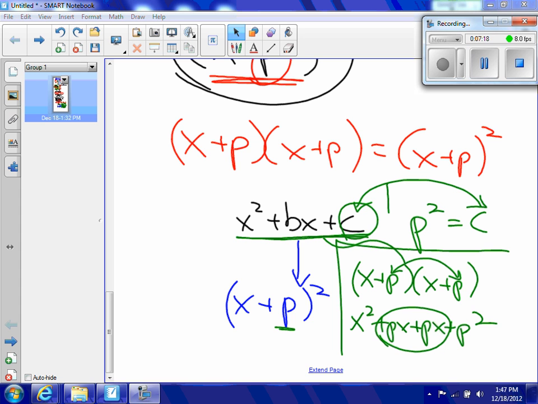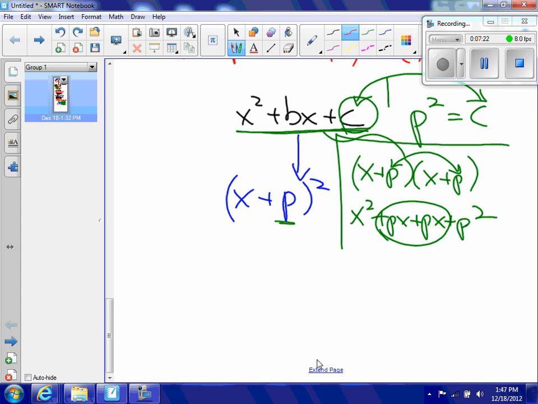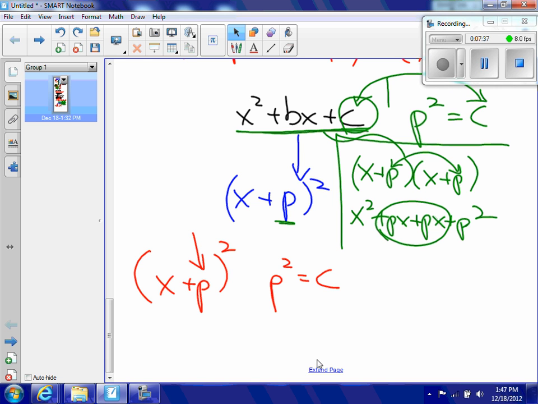So rule number one, or condition number one, is that whatever I have for p in my squared binomial, p squared is going to have to be equal to c. That's one thing that I'm going to have to make sure is true.